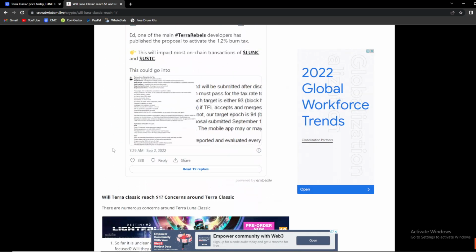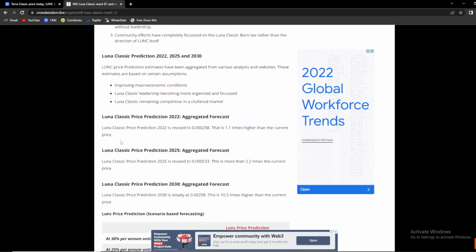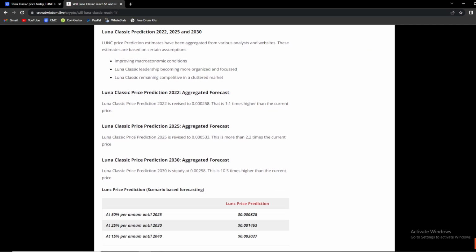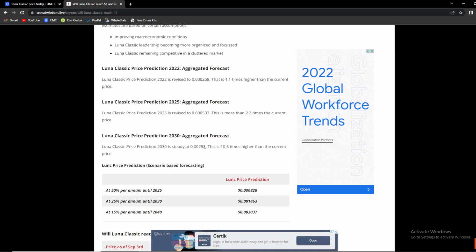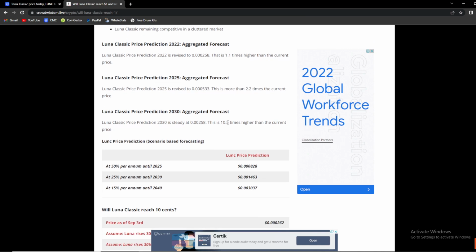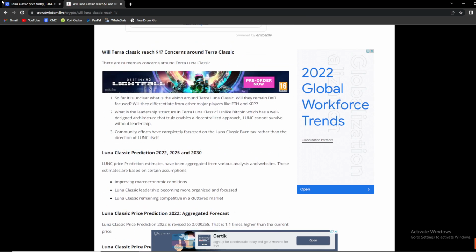So guys, basically, what can we expect of the price? For 2022, we can expect the price to be around 0.30258. That is 1.1 times higher than the current price. For 2025, we can expect 0.30533. And for 2030, we can expect a 2.0258 price. So guys, that would be a 10x from the current value.